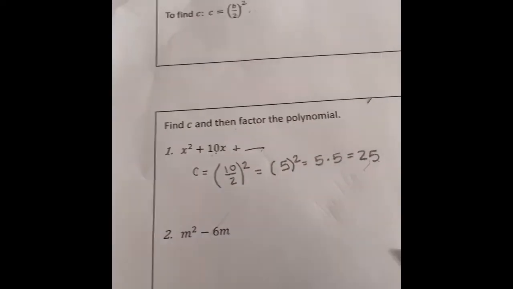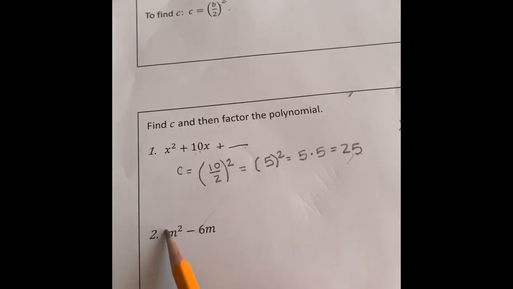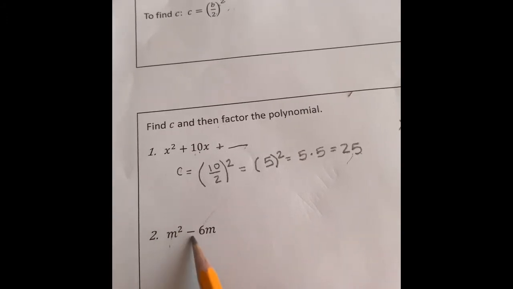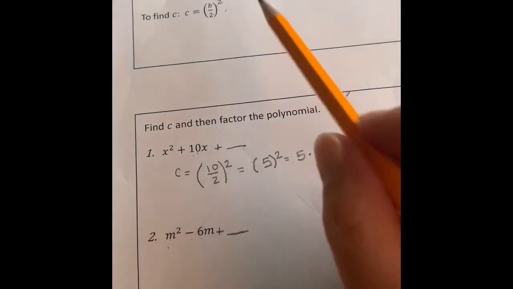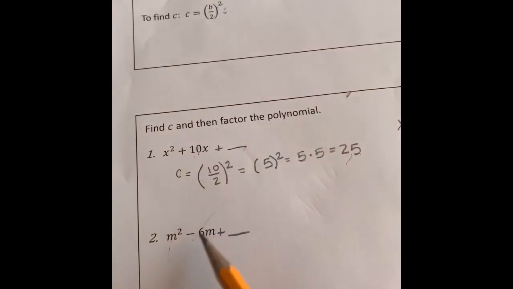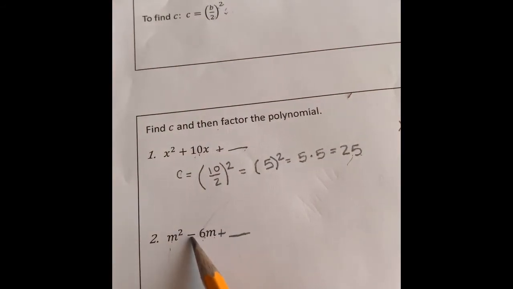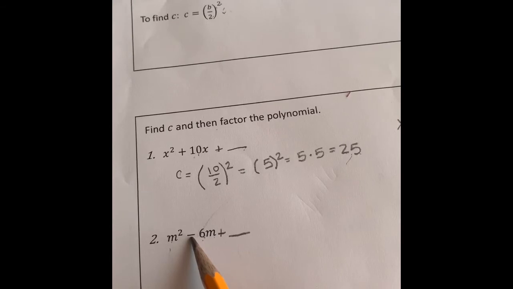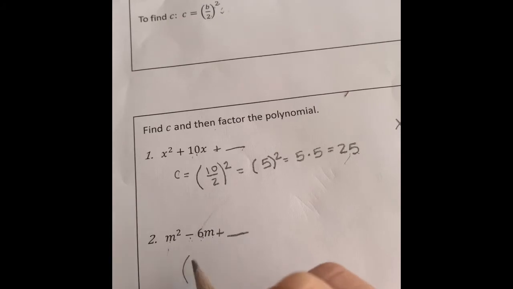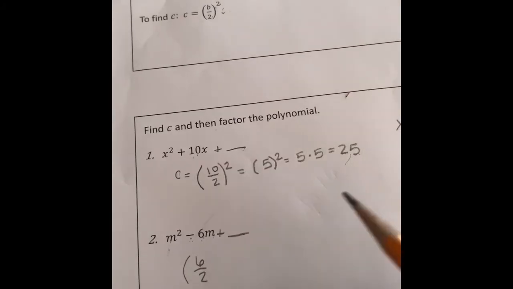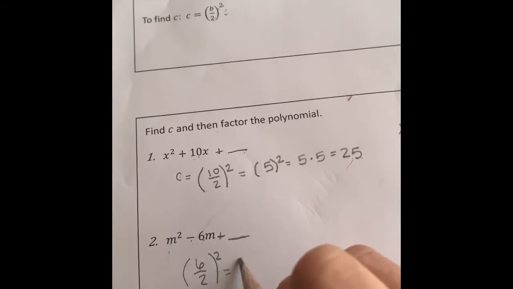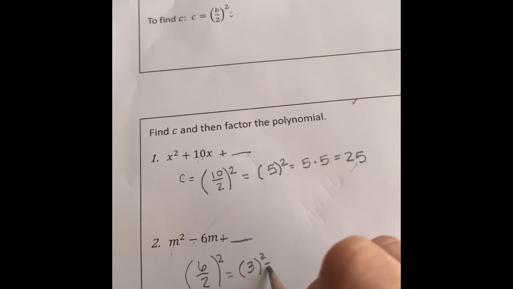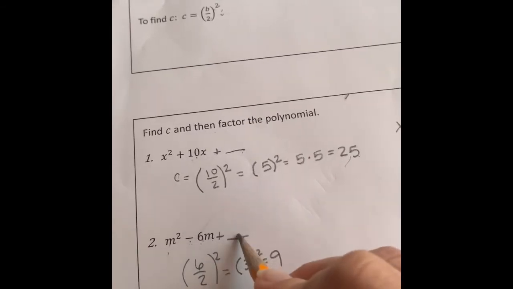So we've got m squared minus 6m plus, and we're trying to figure out what that c is. So again, up here, using that formula, we take our b. We don't have to worry about the sign. You can take it with that when you plug it into the formula if you want to, but you don't have to. So we're going to take that number 6, we're going to divide it by 2, and we're going to square that answer. So 6 divided by 2 is 3. 3 squared is 9. So that's going to go in the place right here.